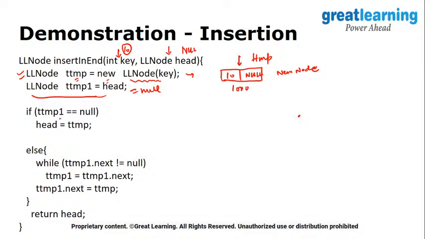Now is ttmp1 null? Yes it is, right? This is null, we don't have any elements. So at that time what are we doing? We are making this head point to this new node. So we have this thing now.